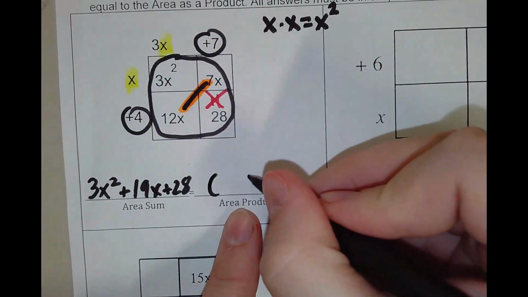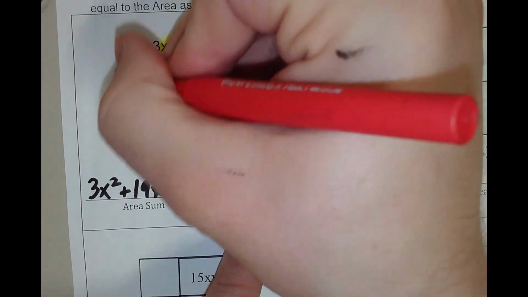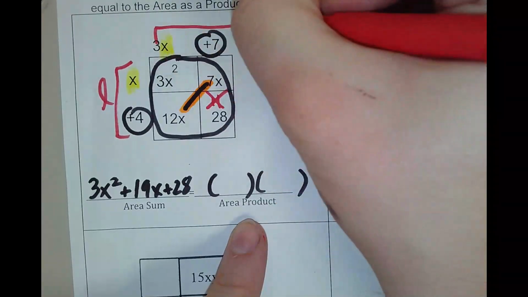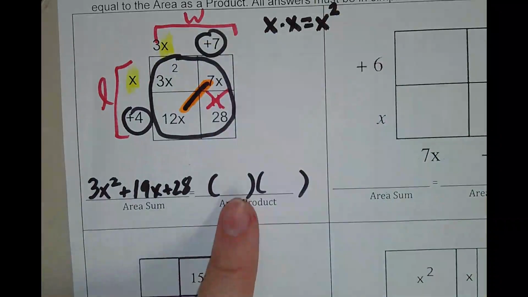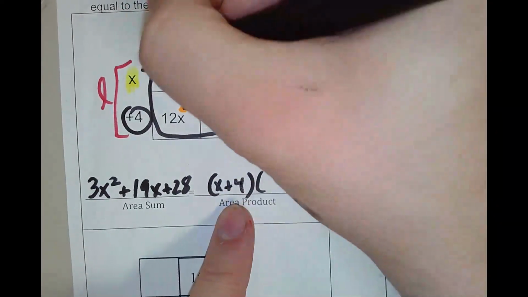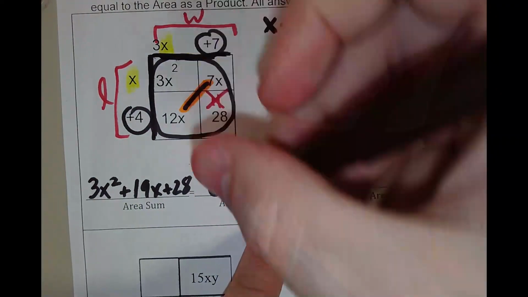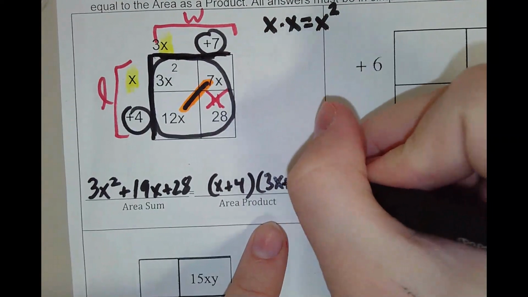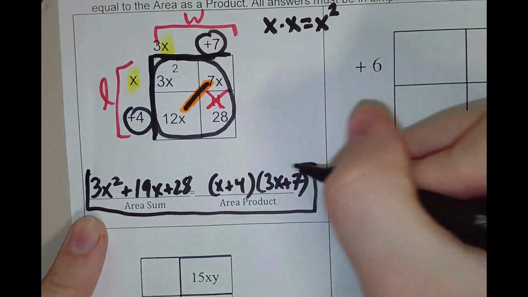Now the area product is just going to be length times width. So length times width could be this times this. Otherwise it could be width times length. The order doesn't matter. So I'm going to go ahead and write down x plus 4 since it says x plus 4. And the width would be 3x plus 7. And that's your answer. You can box your answers if you'd like.